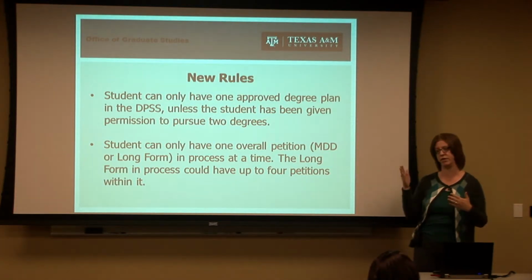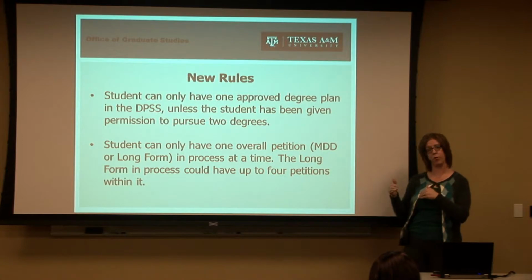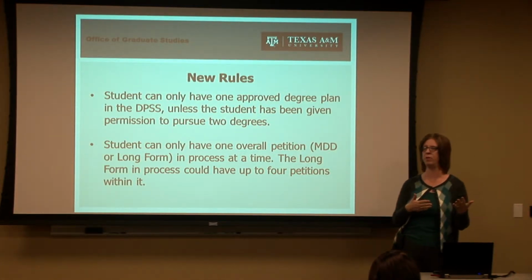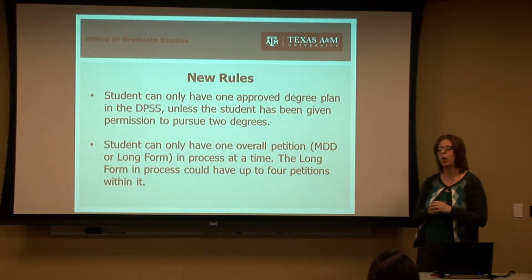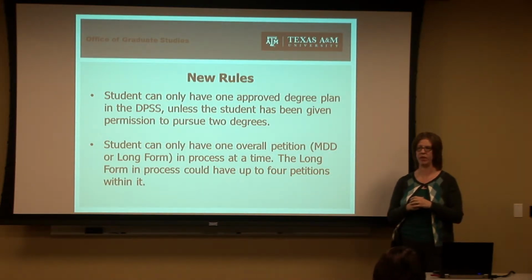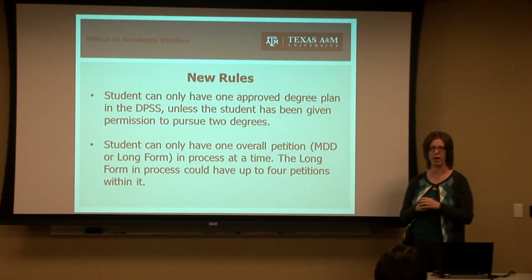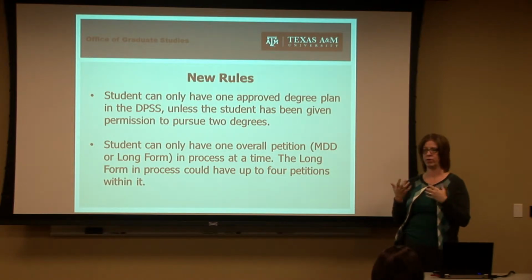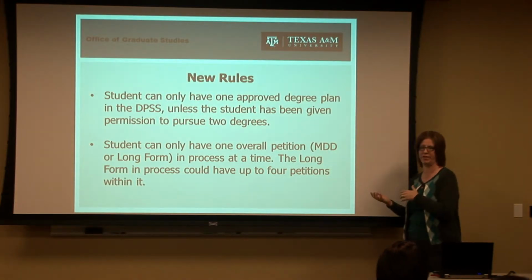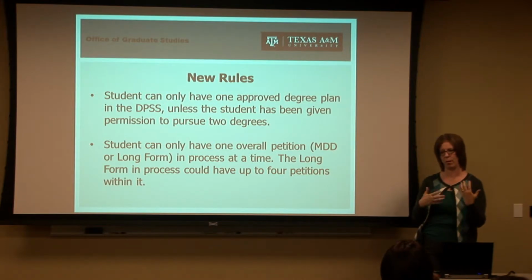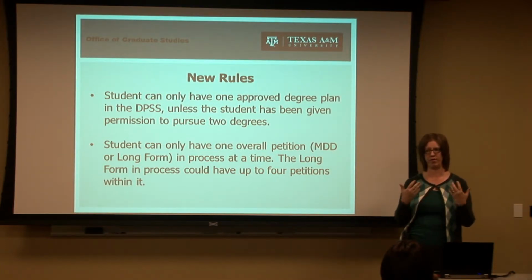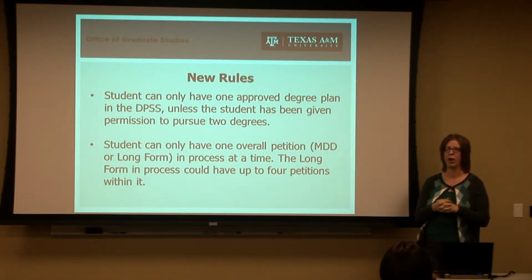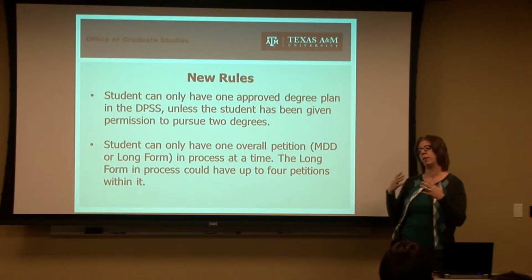Now, as quickly as the petition that they have in process gets approved by the Office of Graduate Studies, within 15 seconds they can start a new petition, and that's fine. But we're hoping that this will make the students a little more strategic in their decisions when they're filing documents. Because right now, we will receive 8 to 10 individual petitions for students, and what we would prefer is that we receive one petition that has those 8 to 10 changes on it.